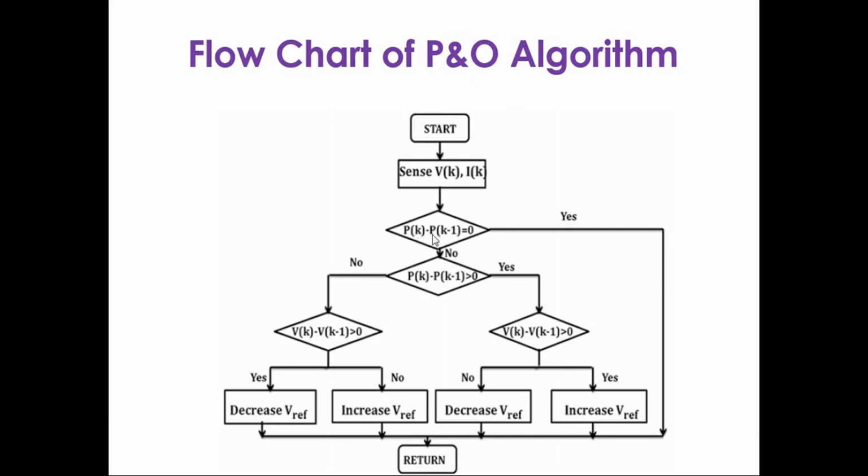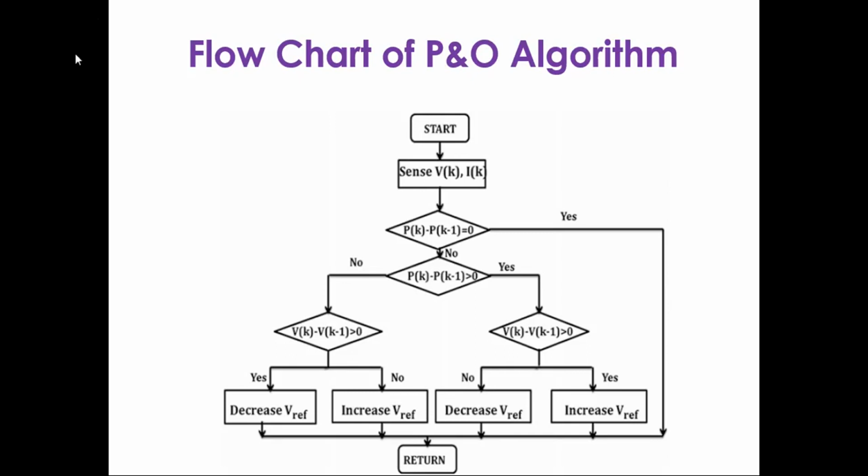The difference between present power and past power is either greater than zero or less than zero. If this difference is less than zero, then there is a decrement in the power. If greater than zero, then the power has incremented. From this point onwards, you will find any number of research articles, papers, and book chapters on the internet where people have tested these algorithms in terms of voltage and current. This is the flow chart of voltage as a perturbing variable.